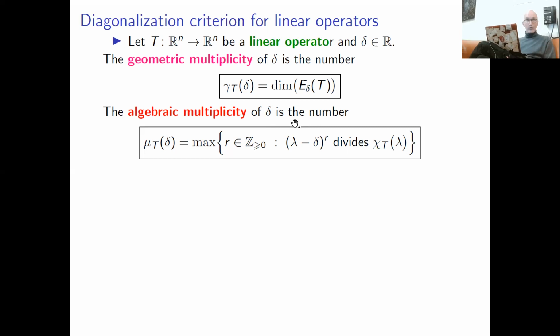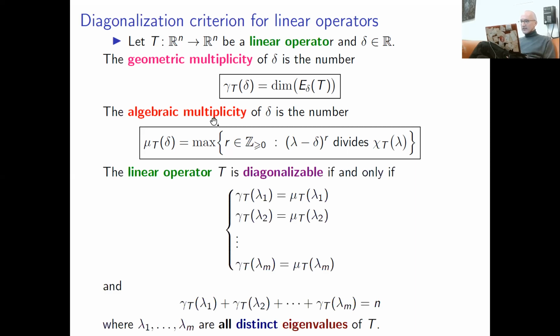This is the same, of course, as the geometric multiplicity of delta for the standard matrix of T and the algebraic multiplicity of delta for the standard matrix of T. So this is just a translation from the matrices. And we mentioned, but didn't prove, a very important inequality: the geometric multiplicity cannot be larger than the algebraic multiplicity. It can be smaller, and we saw several examples, but it cannot be larger. Okay, so using this, we can state our criterion for diagonalization.